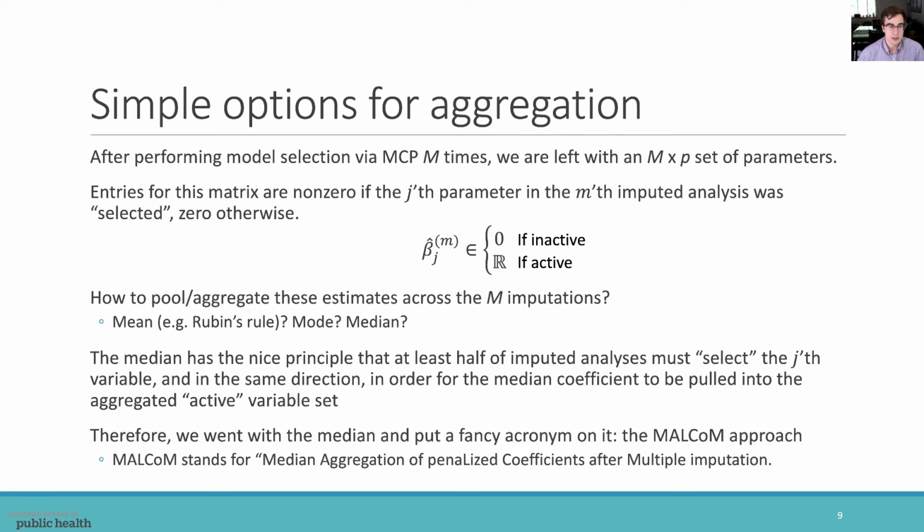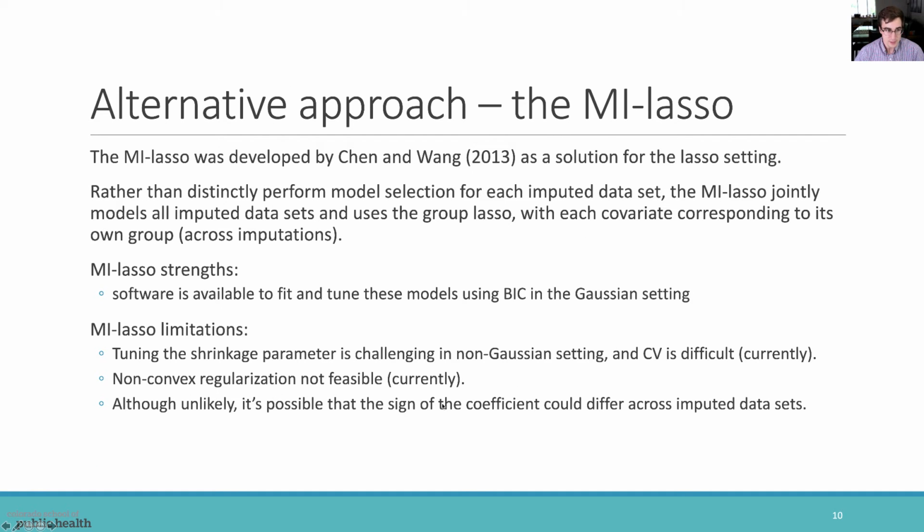So we went with the median, and we put a fancy acronym on it called the Malcolm approach. Here is what Malcolm stands for, and while I did get a little bit of resistance from a reviewer on the quality of that acronym, it was the best I could come up with, and it's very easy to say. So I went with it.